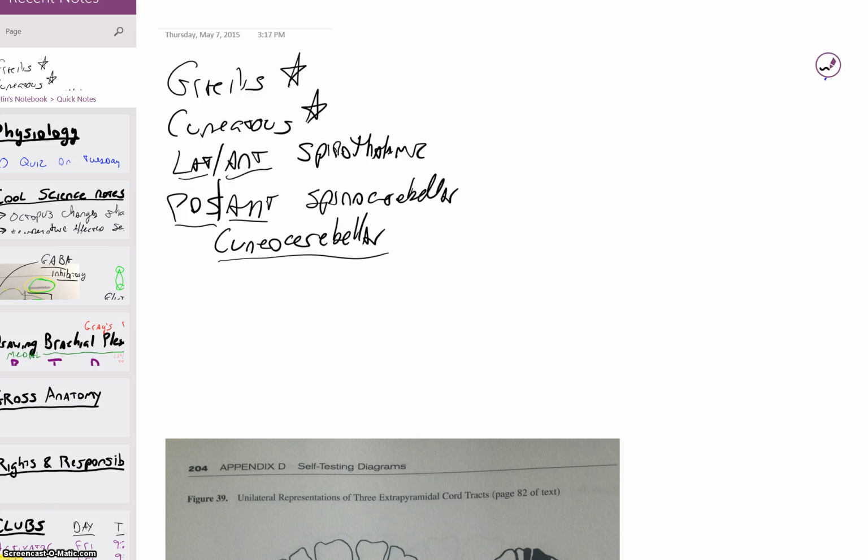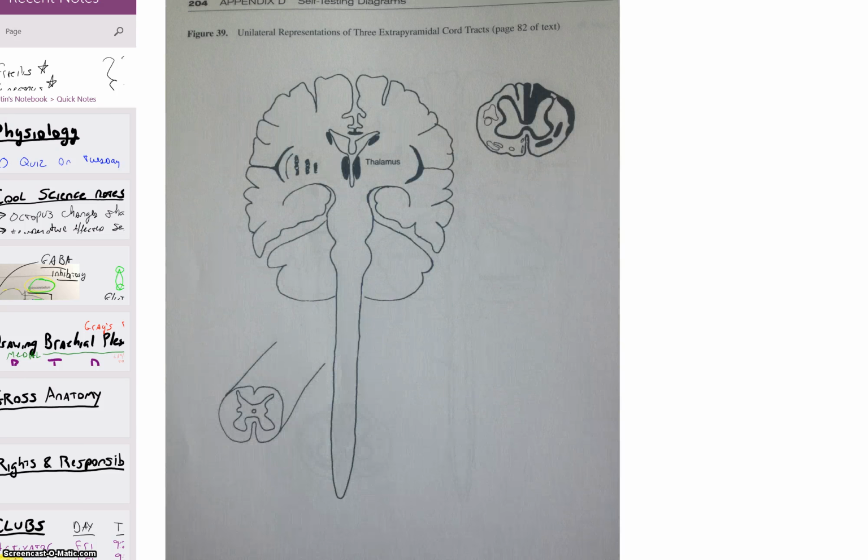Now first we're going to draw our attention to the fact that the Gracilis and the Cuneatus, as well as the lateral and anterior spinothalamic, are the four tracts that actually have 3 neurons within the pathway. Further narrowing it down, the Gracilis and Cuneatus are a little bit special in that they do not have a synapse in the gray matter. As we're drawing it out, we'll see that a little bit clearer, but just remember that that is one of the things that makes them a little bit unique. There's no gray synapse.